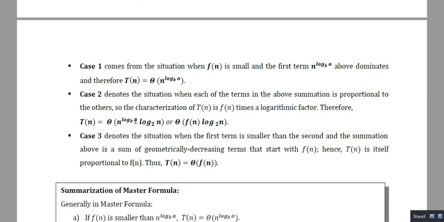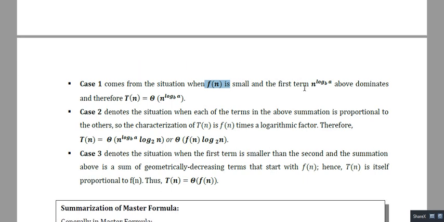In the first case we are assuming that f(n) is smaller than the first term. We are calculating a value here, n to the power log a base b, for the first term. So if f(n) is small, then the first term, n^(log_b a), dominates f(n). So the time complexity will be T(n) = n^(log_b a).